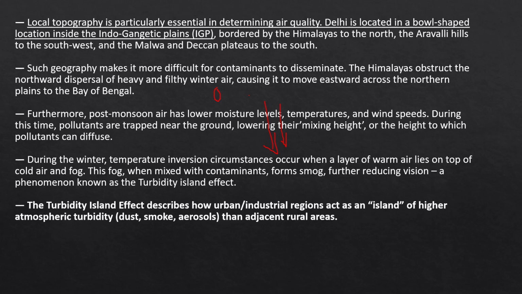This is a winter phenomenon. During temperature inversion, circumstances occur when a layer of warm air lies on top of cold air, and fog forms. The turbidity island effect describes how urban and industrial regions act as an island of higher atmospheric turbidity, that is, dust, smoke, and aerosols, than adjacent rural areas.